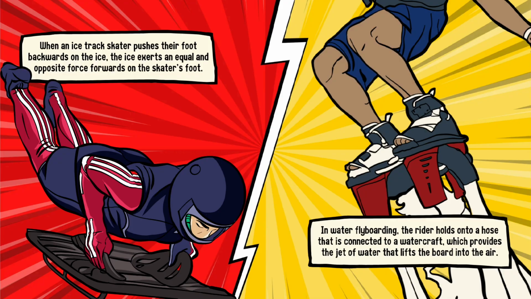When an ice skater pushes their foot backwards, the ice exerts an equal and opposite force forward on the skater's foot. In water flyboarding, the rider holds onto a hose that is connected to a watercraft, which provides a jet of water that lifts the board into the air.